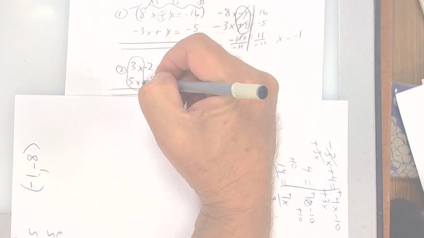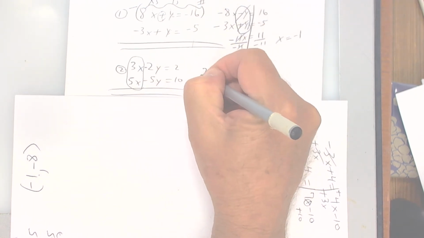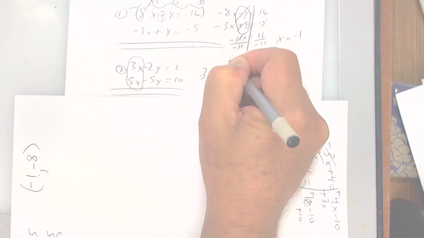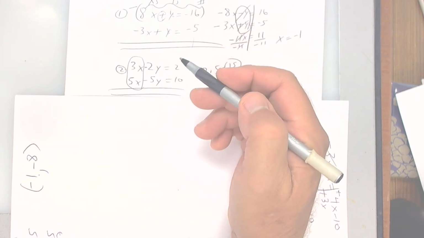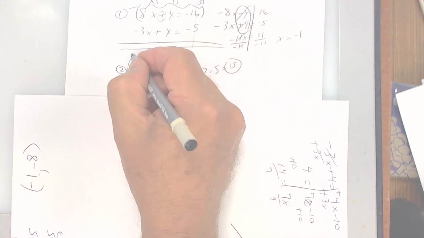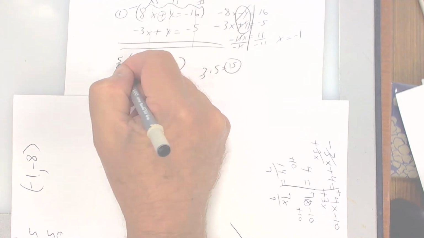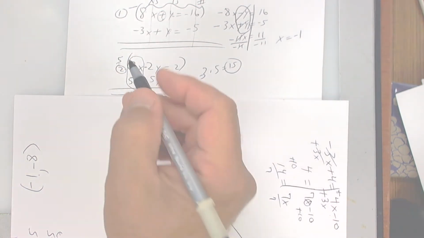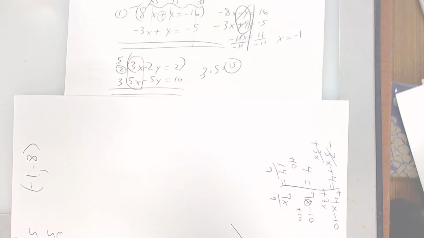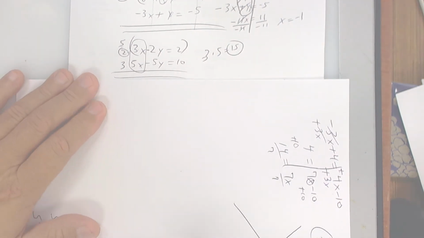So you take the 3 times the 5, and you get 15. So I'm going to make all of these front ones 15. So I'm going to multiply this top one by a 5. That gives me 15. I'm going to multiply this bottom one by a 3. Now watch what happens, because I think we got to do a little more work to it.